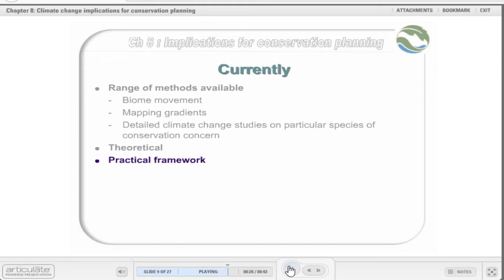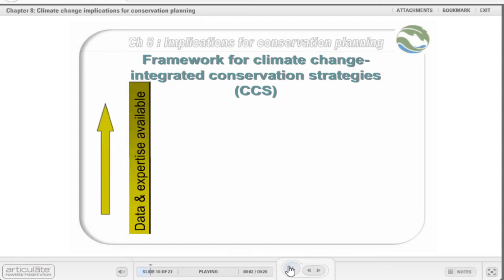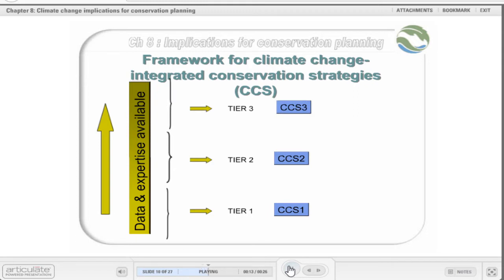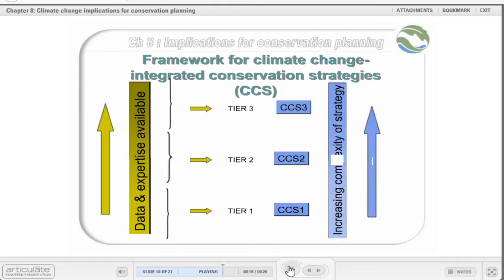The appropriate methods for a practical framework will depend on the data, infrastructure, and expertise available, and to a large extent the types of climate change integrated strategies used will both be dependent on regional requirements and determine the optimal integration. This framework presents the CCS methods and their requirements, which will enable users to decide which is the most appropriate. The CCS methods are presented as Tier 1, 2, and 3 methods. As one moves from Tier 1 to 2 to 3, the data and expertise requirements of the CCS method increase, whilst the complexity of the strategy also increases. The following slides will work through this framework with examples.